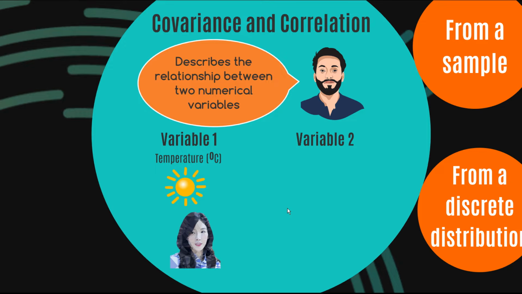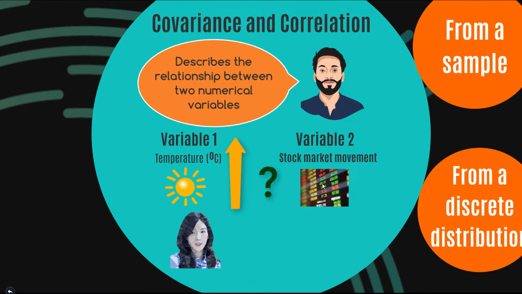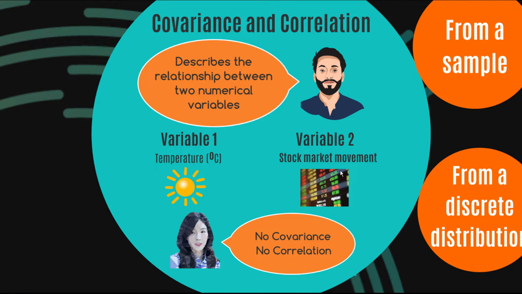And finally, I was trying to think of a variable that has no correlation with the temperature outside, and I came up with the stock market movement. I think it's probably safe to say that the temperature doesn't really affect the general stock market movement. I'm pretty confident in saying there'd be very little or no covariance or correlation between temperature and the stock market movement. So what's the difference between covariance and correlation?